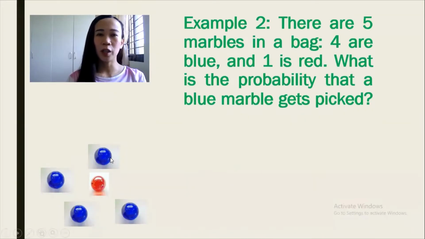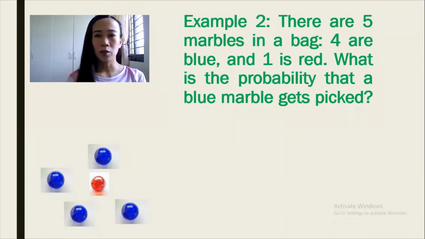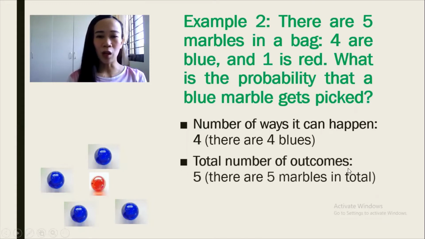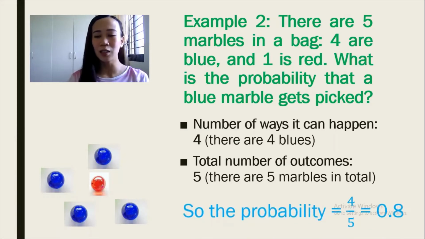Our second example here is the marbles. There are 5 marbles in a bag. 4 are blue and 1 is red. What is the probability that a blue marble gets picked? So the number of ways it can happen, we have 4 because there are 4 blue marbles. And the total number of outcomes, we have 5 because there are 5 marbles in total. So the probability is 4 over 5 or 0.8.